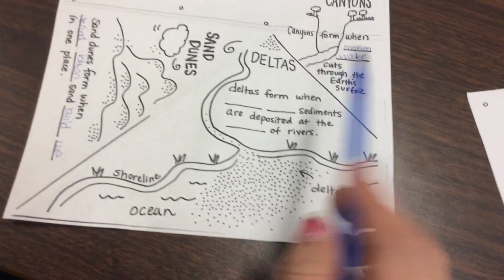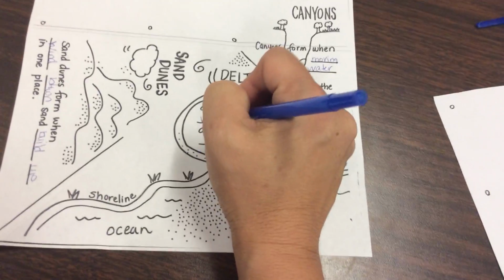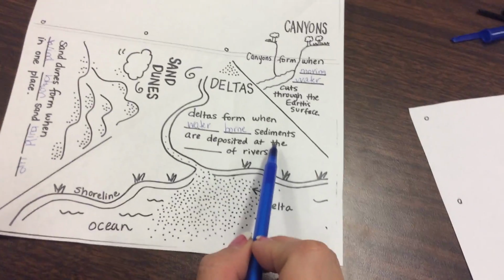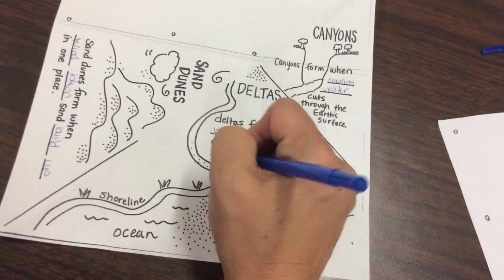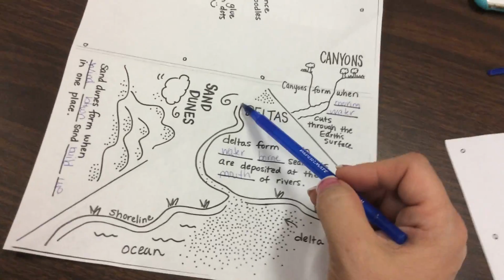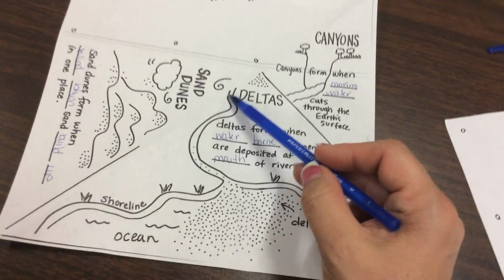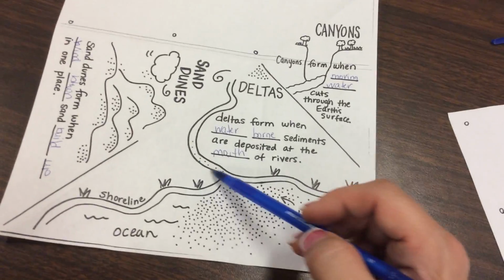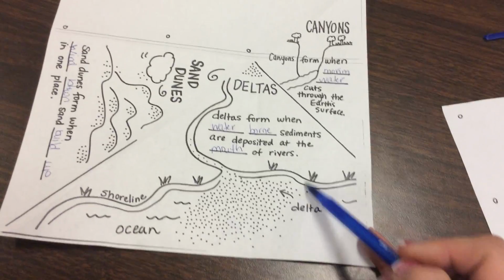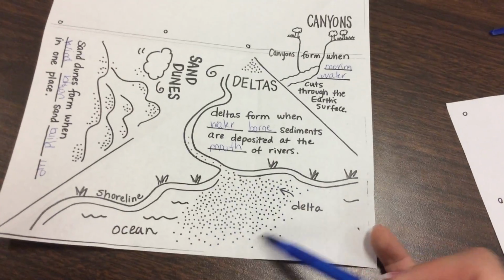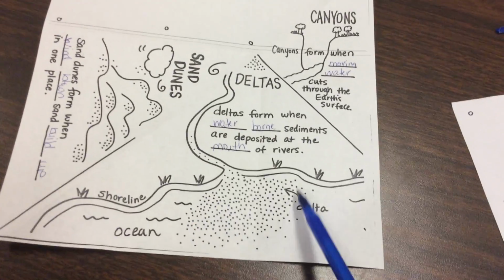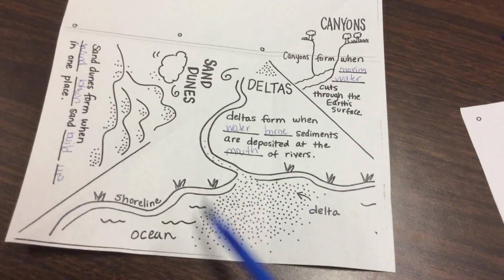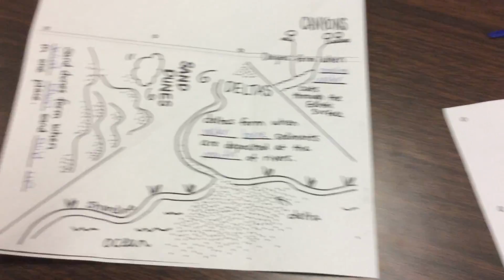Deltas form when water-borne sediments are deposited at the mouth of a river. So what's occurring? Here's our river. It's picking sediment up as it goes down. The little dots are our sediment. It's going really fast until it reaches the mouth. It slows down at the mouth of the river, and all of that sediment is deposited to form the delta. That's what all these little pieces of dirt here are. That eventually builds up and creates a landform at the mouth of the river, and that would be your delta.